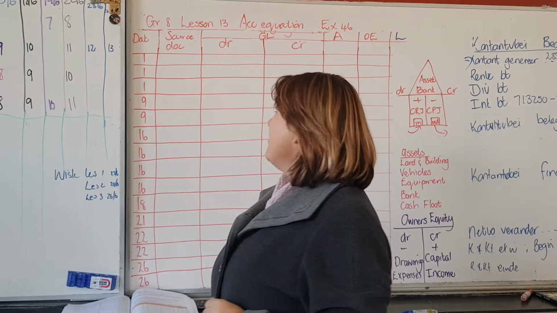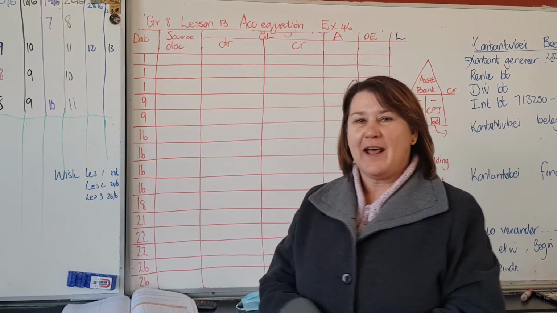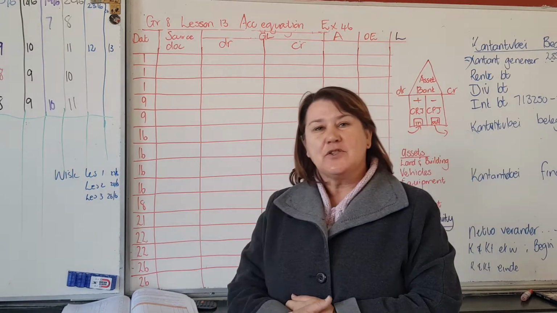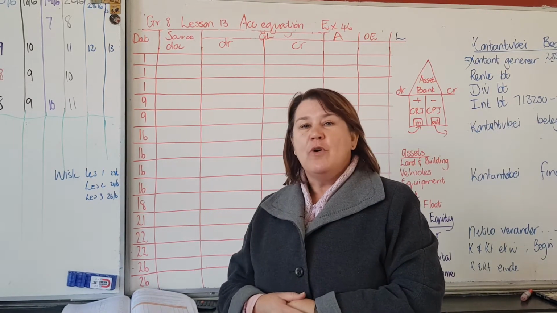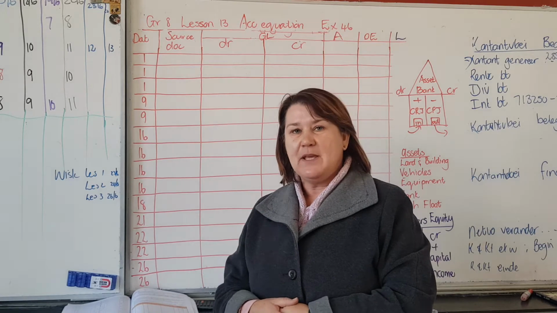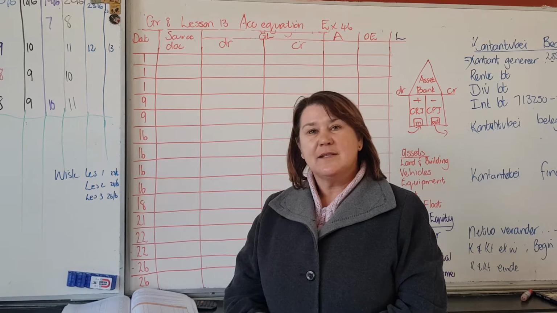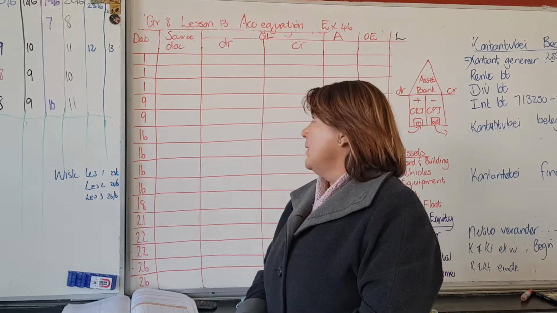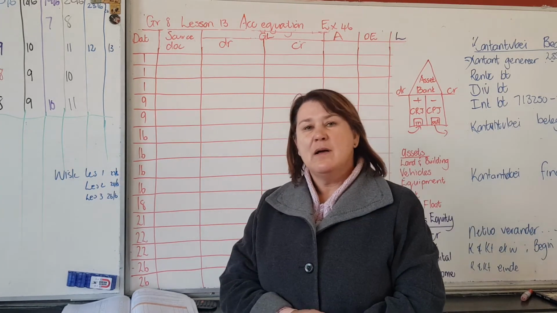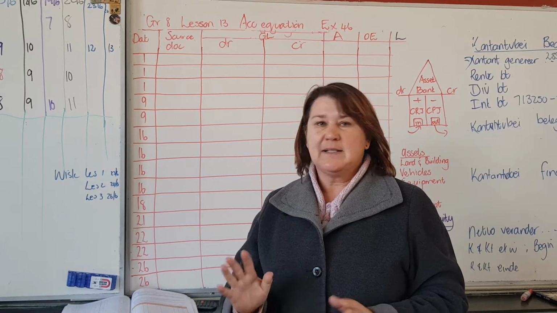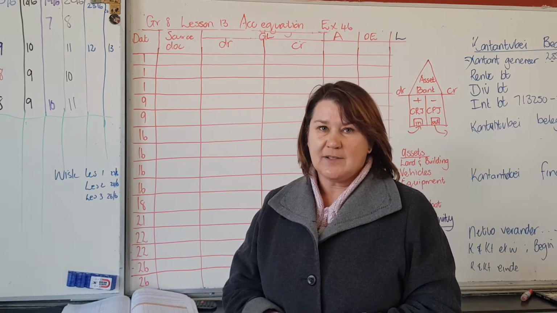Boys and girls, lesson 13, grade 8, accounting equation, exercise 46 on page 111. We've already done the CPJ and CRJ. So now it's the accounting equation. Please, boys and girls, some of these transactions just repeat, but it doesn't matter. It's very good exercise, all right?